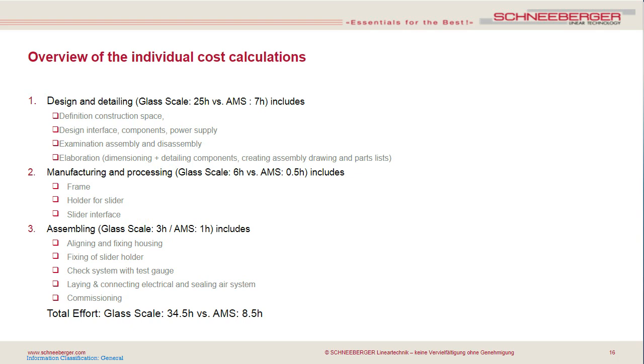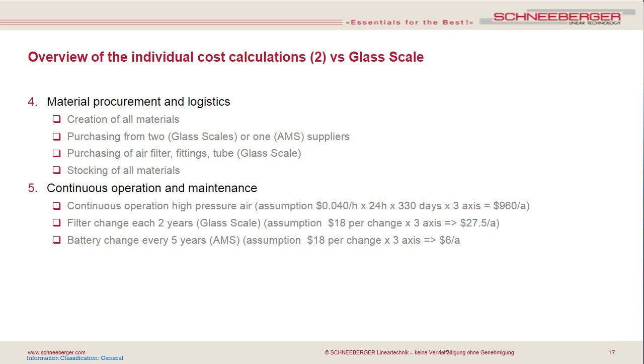Overview of the individual cost calculations. Material procurement and logistics, creation of all materials, purchasing from 2 glass scale or 1 AMS supplier, purchasing of air filter, fittings, tube, just with glass scale, stocking of all materials.